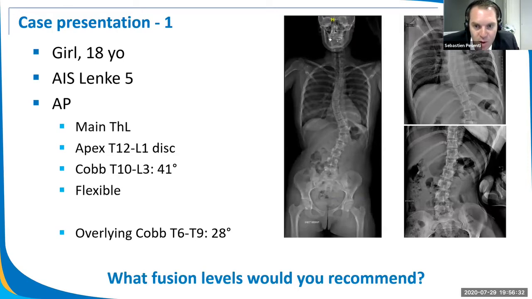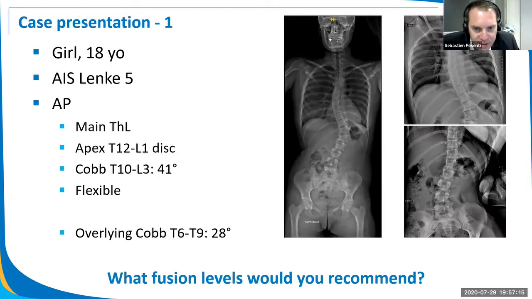The curve is flexible, as you can see on the side bending. I don't know if you do that as well in Brazil, but in France we follow the Dubousset school, who says that your LIV should be where the disc opens on the two side bendings. So you can see that the L2-L3 disc is opening in the concavity. So you could probably stop there, or maybe L3, so L2 or L3.